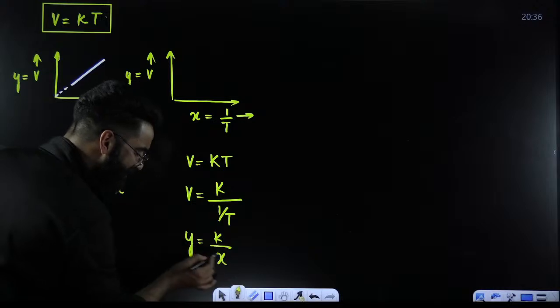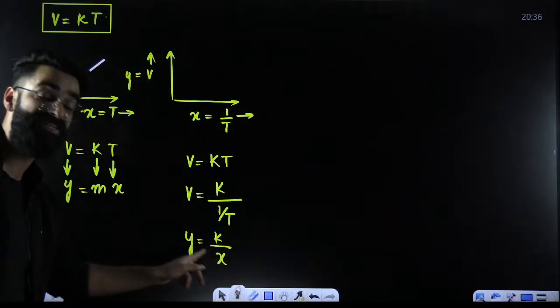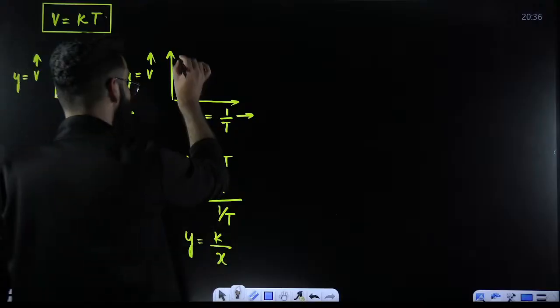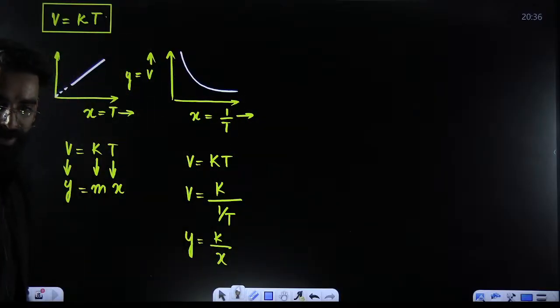So y and x here are inversely proportional. And whenever you need to make a graph between two variables which are inversely proportional to each other, the nature of the graph is a hyperbola, you know it.